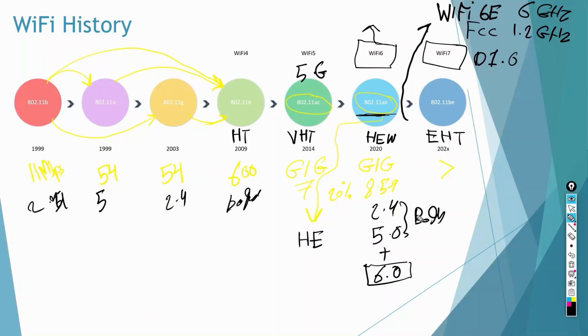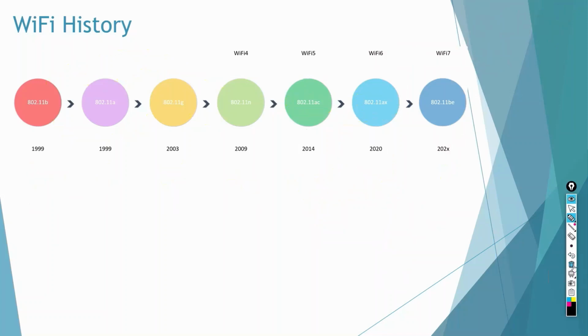Okay, good. Let me clear things. Now, back to our topic. We said that Wi-Fi is originally designed to provide basic connectivity. Basic connectivity, okay?